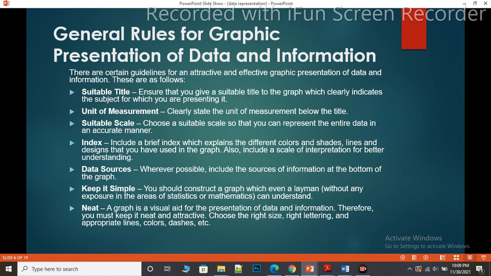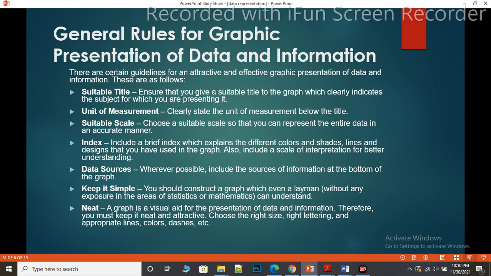After that, the second step is unit of measurement. Clearly state the unit of measurement below the title. After giving the title, you have to give the unit of measurement. The third point is suitable scale. Choose a suitable scale so that you can represent the entire data in an accurate manner. The fourth step is index. You have to give proper indexes. Include brief indexes which explain the different colors and shades, lines and designs that you have used in the graph. Also include a scale interpretation for better understanding.